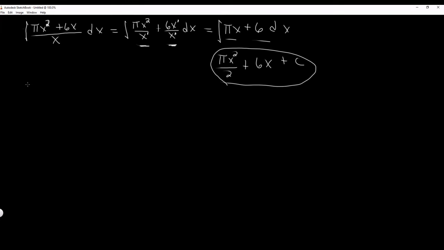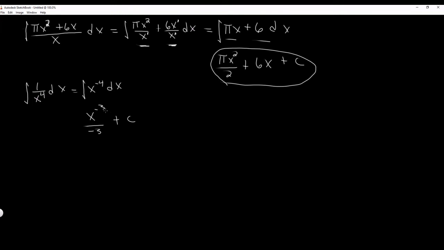Okay, so here's another one. What if I gave you the integral of 1 divided by x to the 4th dx? Well, we want to get x to the 4th to the numerator, so we're going to rewrite it, and we're going to say the integral of x to the negative 4th dx. And from here, we can just add 1 to the exponent and divide by that. So this is going to be x to the negative 3 divided by negative 3 plus c.